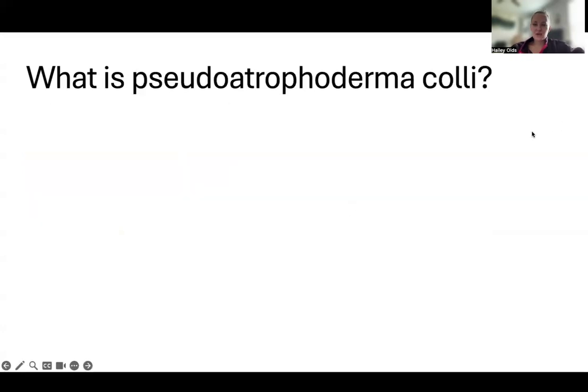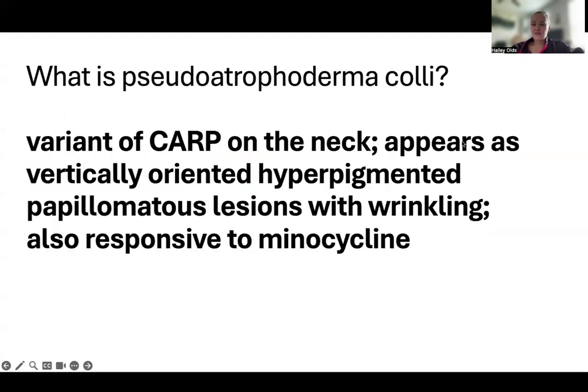What is pseudoatrophoderma colli? So this is a variant of CARP on the neck. It's usually vertically oriented hyperpigmentation with wrinkles, and this also responds to minocycline. Perfect. So that's it for this one, and we'll come back with another one soon.